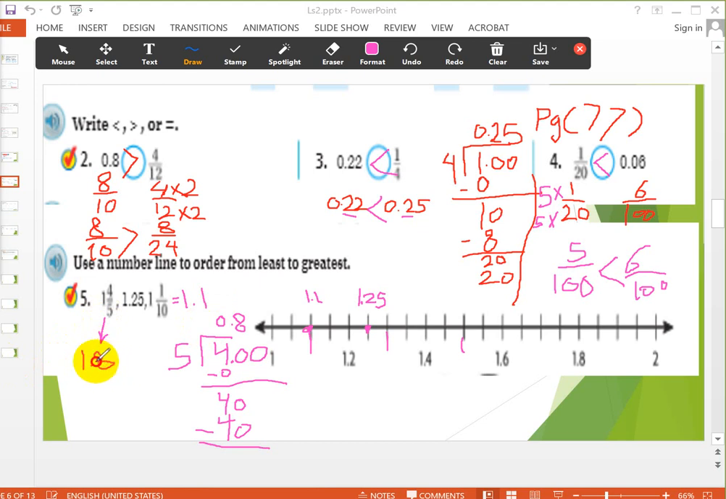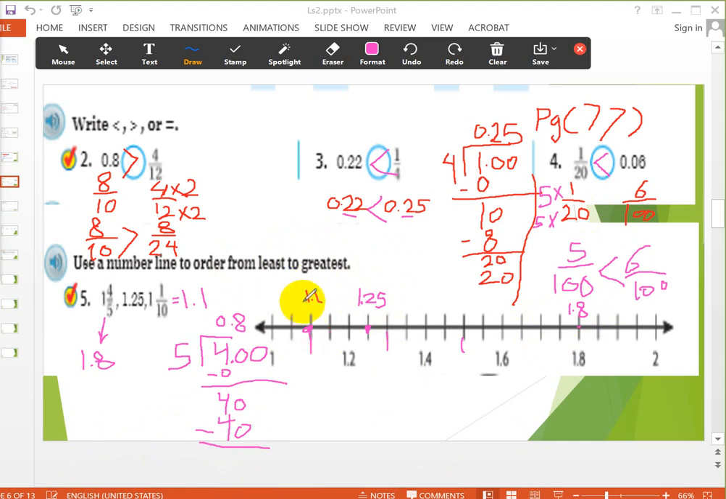Now let's locate this number on the number line. Where is the number 1.8? Very easy, I can find it. Right here, right? So it will be 1.8. Look, if I want to order the numbers from least to greatest, can I order the numbers? Of course I can. Very easy. The least number is right here, and after that, 1.25, and the last one, 1.8.